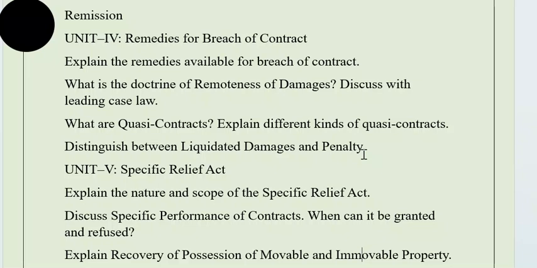Explain quasi contract and what are the different kinds of quasi contracts. This is also a very important question from the exam point of view. Distinguish between liquidated damages and penalty.